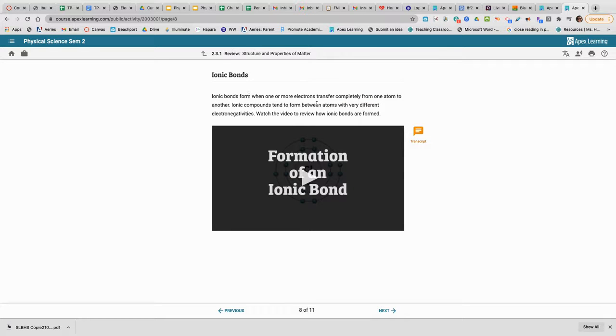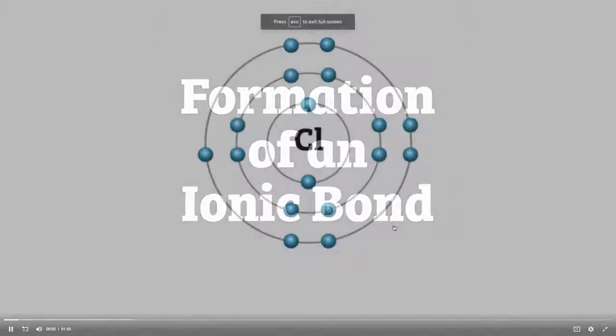Ionic bonding, like I mentioned, is an electron transfer rather than an electron sharing. This is a bond that forms between atoms of very different electronegativities. So we're talking metals and nonmetals forming a bond. Let's watch the video: Formation of an ionic bond.